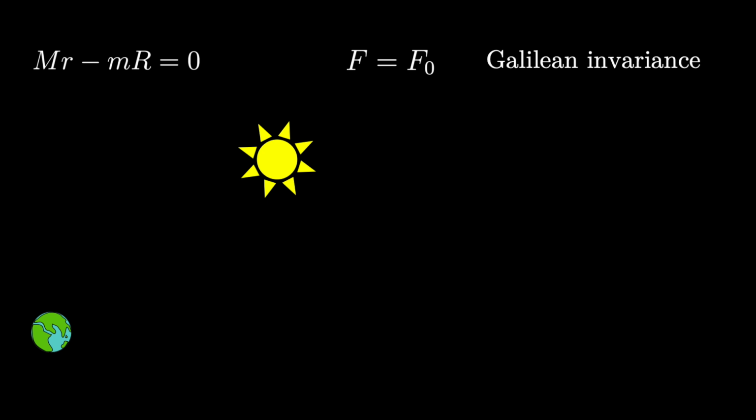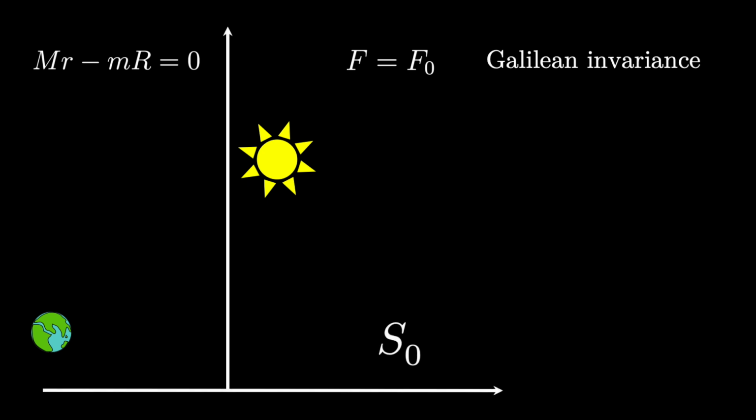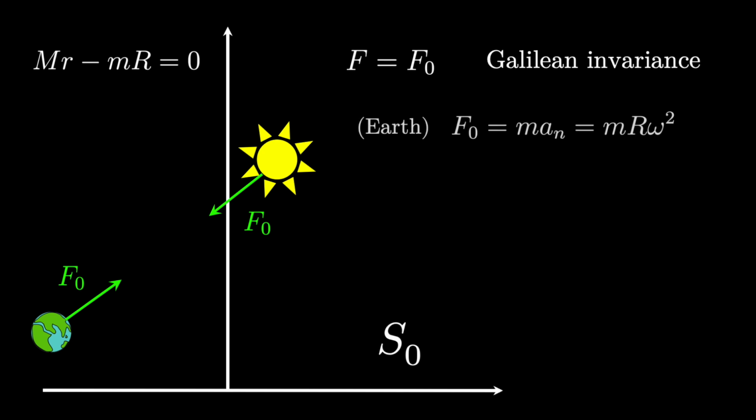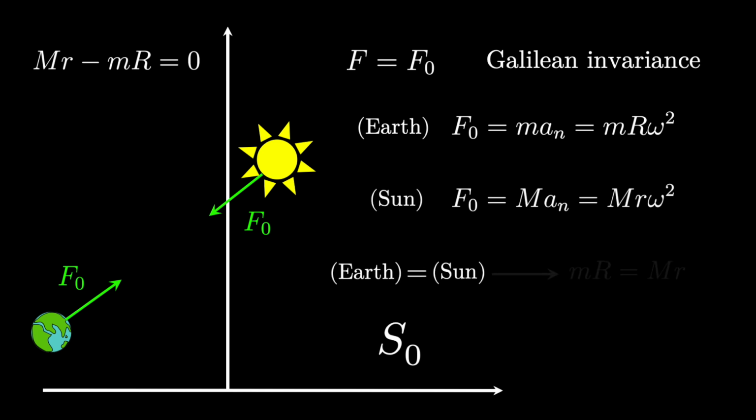To demonstrate that the coefficient indeed cancels, we use the fact that the forces are the same in any reference frame. For simplicity, we go to the frame S sub 0, where the bodies describe circular orbits and the forces are centripetal. We apply Newton's second law, keeping in mind that the acceleration is purely normal, both for the Earth and the Sun. Finally, by equating both equations, we obtain the equality we were looking for. In this way, it is proven that the energy in S is also constant, thus solving the paradox.